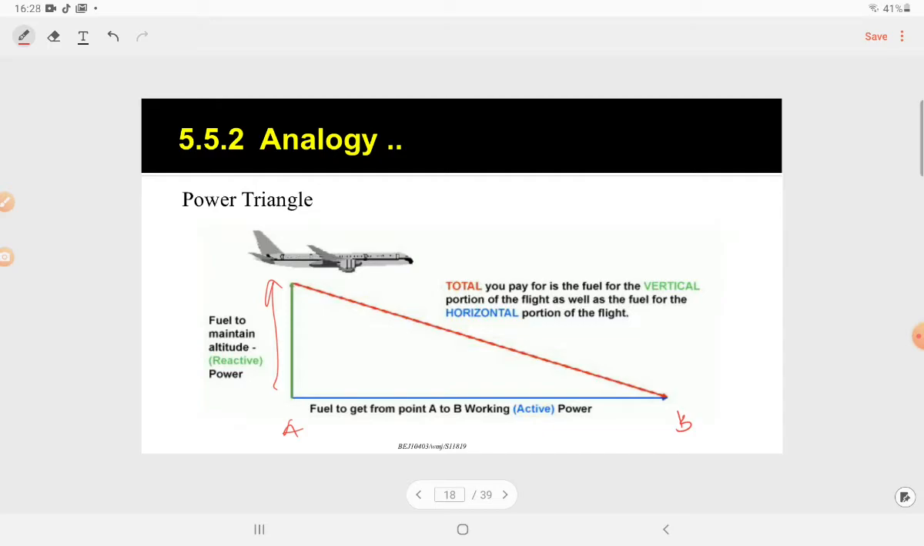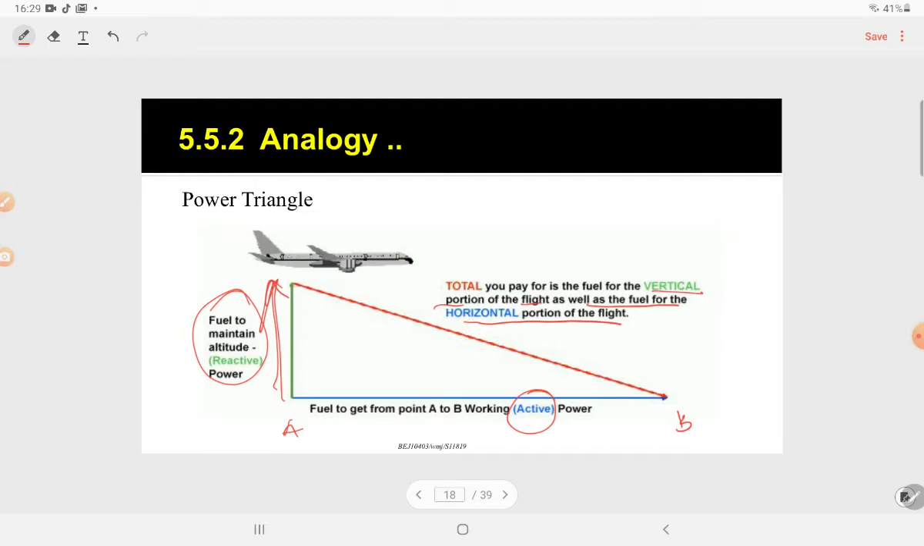So therefore, we can say that this is similar to the reactive power, all right? And then the real part is actually that we want our aeroplane to go from point A to point B, right? So the fuel to get from point A to point B is actually the active power. This is the real destination that we want, right? But of course, when you are using an aeroplane, you need to involve this reactive power. The aeroplane still needs fuel in order to take off, but the total you pay for fuel includes the vertical portion of the flight as well as the fuel of the horizontal portion of the flight. Hopefully you can understand me, right?